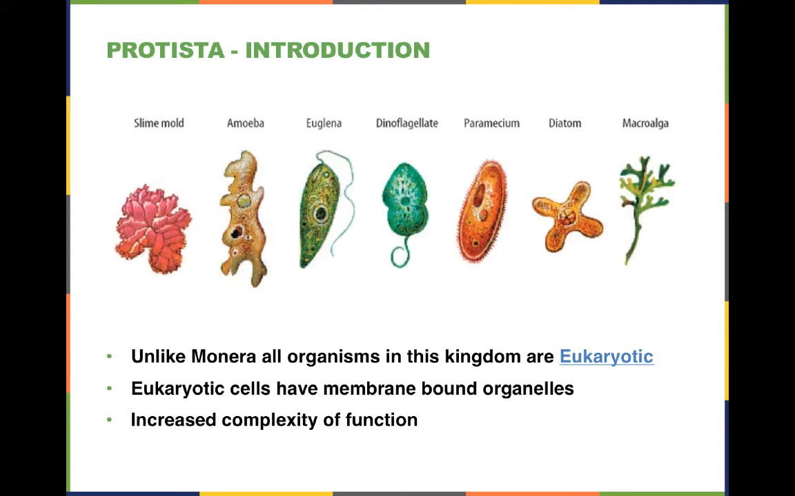There's an increase in complexity of function in this kingdom compared to Monera. And because of this increased complexity, and because the membrane-bound organelles exist, there's a requirement for interactions between these organelles which must occur.